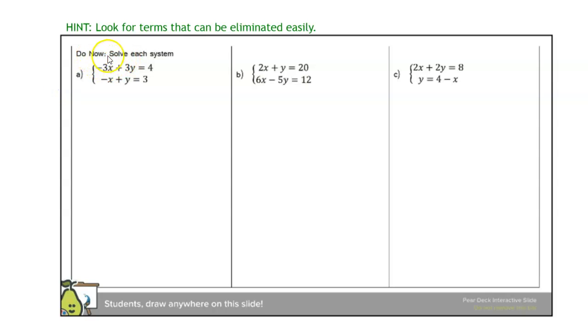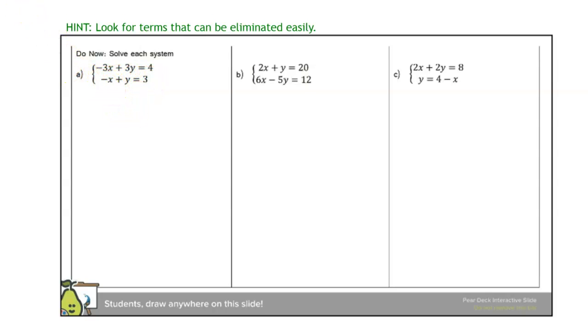All right, for this first system, my hint is to look for terms that can be eliminated easily. Once you have terms that can be eliminated easily, then you know it's going to be an elimination problem. None of these are inverses, right? This is negative 3x, and this is not positive 3x. This is 3y, this is not negative 3y. However, these can be easily turned into inverse terms by multiplying that second equation by 3.